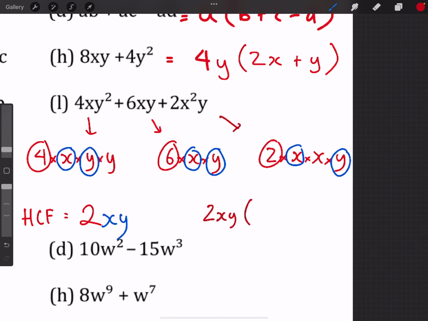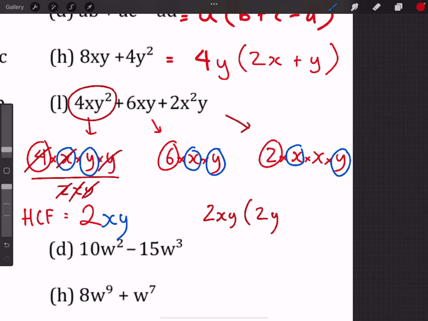And now let's see what's inside. Okay, what is 4xy divided by 2xy? Well, 4 divided by 2 is 2. Now let me just rewrite this, maybe you will understand. If I divide this by 2xy, this will be a 2, x will be gone, y will be gone, so just 2y.